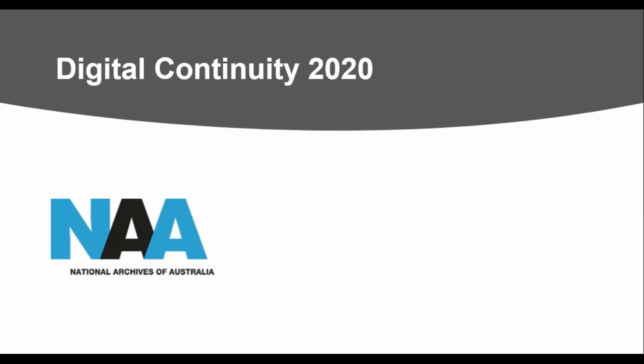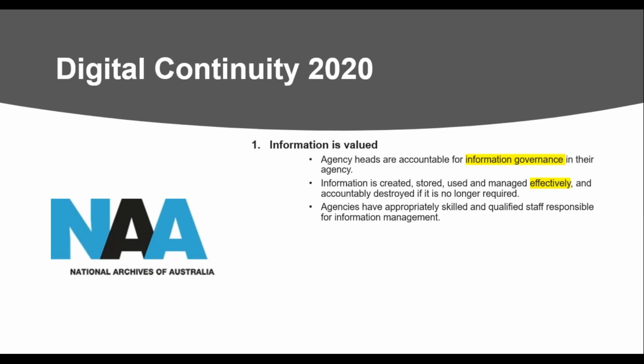I just quickly want to talk about the Digital Continuity 2020 policy from National Archives. At its highest level, there are three core principles to the digital continuity policy. I'm going to go through them, and I've just highlighted the key words in there that sometimes I feel get missed when people are reading through the principles. Number one, information is to be valued.